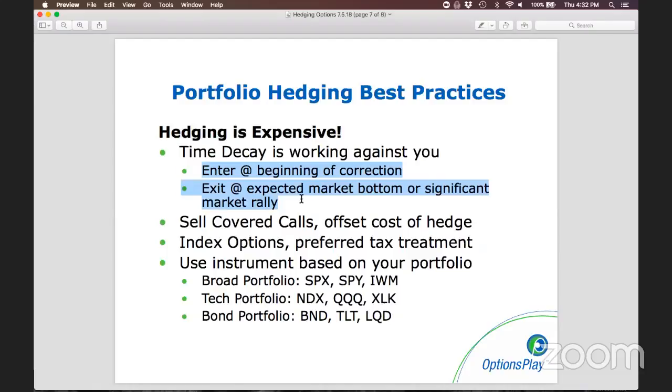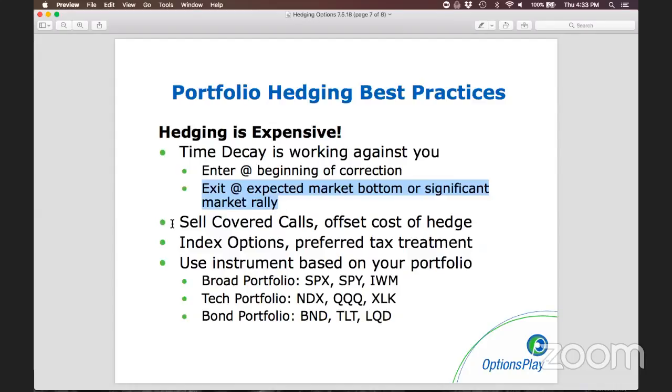In this particular case, I always think it's a little better to be slightly late to the party than too early, because you're going to be paying that time decay, and that's really going to hurt you with the hedge. On an exit strategy with your hedge, you want to exit with the expected market bottom. If you think the markets are bottoming, there are lots of different indicators you can look at for this, like the VIX or other fear indices, that will give you an idea as to when the market may have bottomed. Or if the market simply rallies, meaning the correction never happens, you want to exit that hedge as quickly as possible. So you want to minimize the amount of time you're actually in a hedge to minimize time decay.